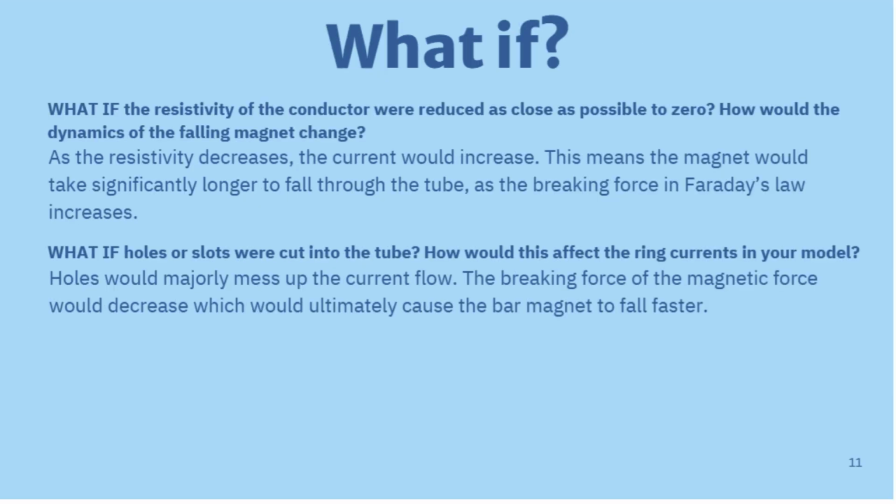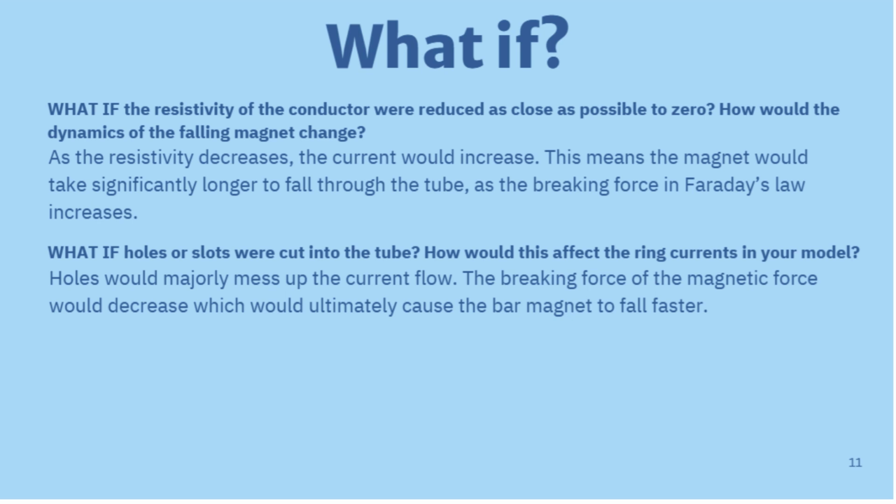What if? So what if the resistivity of the conductor were reduced as close as possible to 0? As the resistivity decreases, the current would increase. This means the magnet would take significantly longer to fall through the tube as the braking force in Faraday's law would increase. What if holes or slots were cut into the tube?